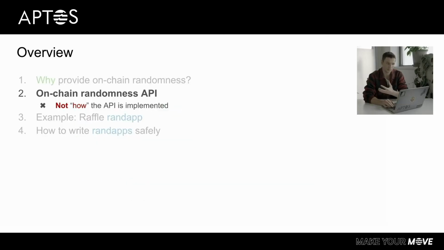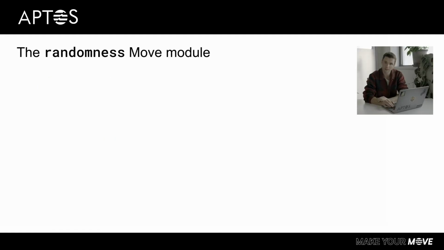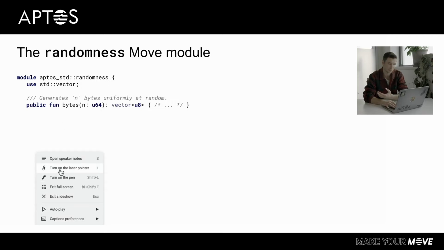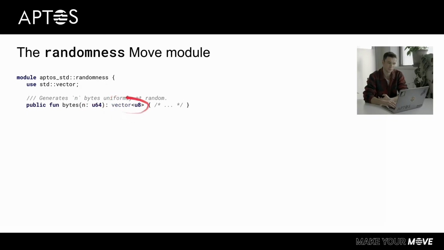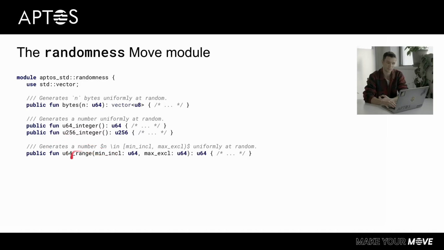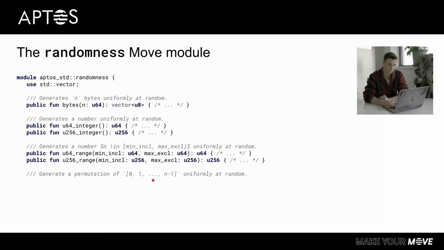Good, so now that we know a little bit about the why, let's see what the randomness API looks like. There will be a randomness Move module, which is going to look like this. There will be various functions that will allow you to fetch random objects. For example, you can call this bytes function, which takes a certain number of bytes and outputs a vector of random bytes. Or you could call a U64 integer function, which returns a random U64 integer, or a U256 integer. Or maybe you want a U64 in a particular range between A and B, or a U256 between A and B. You can even generate a random permutation of a vector.